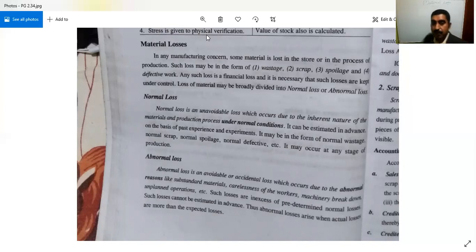ഓക്കെ, എന്നാൽ abnormal loss, it can be avoidable or accidental, that we can avoid it to a certain extent. So avoidable or accidental loss which occurs due to the abnormal reasons like substandard material, carelessness of the worker, machinery breakdown, unplanned production. ശരിയായ രീതിയിൽ ഉൽപാദനം നടന്നിട്ടില്ല എങ്കിൽ, okay, for example syringe production. സിറിഞ്ച് പ്രൊഡക്ഷനകത്ത് ചിലത് മോൾഡ് ചെയ്യുന്നതും അങ്ങനെയൊക്കെ ഉള്ളതുണ്ട്. അത് ഒരു പരിധി വരെ നമുക്ക് ഒഴിവാക്കാൻ പറ്റും.